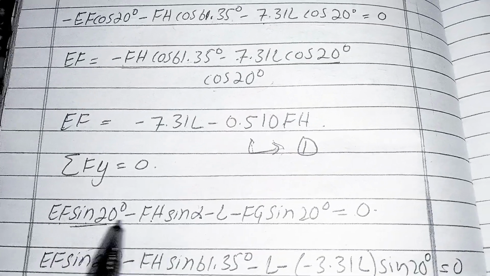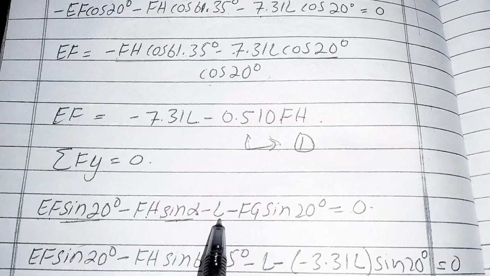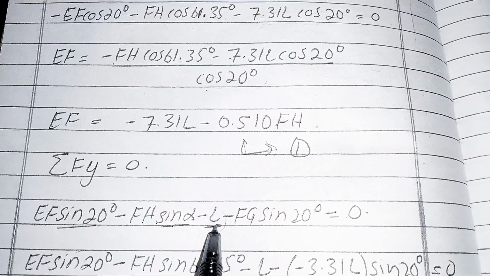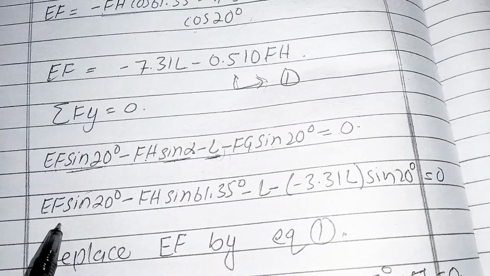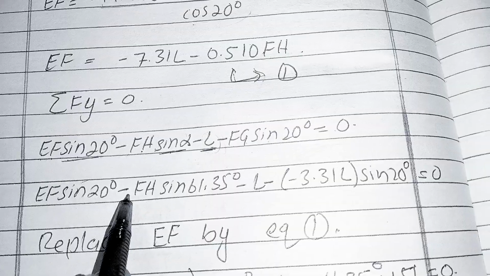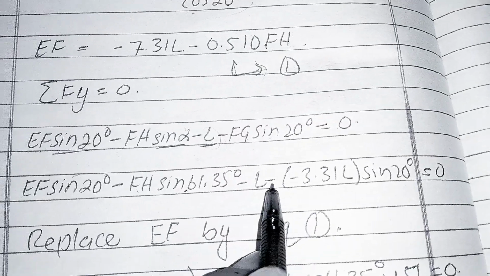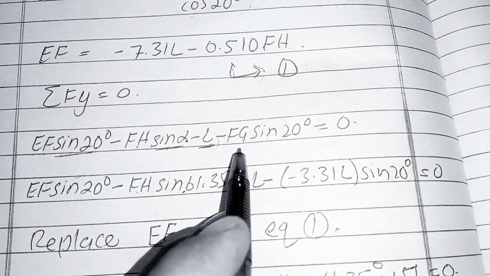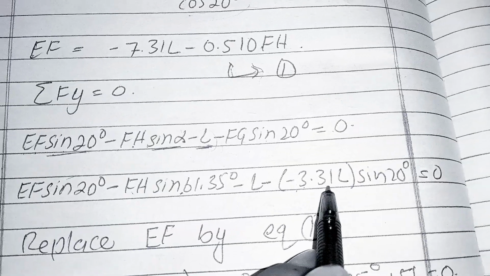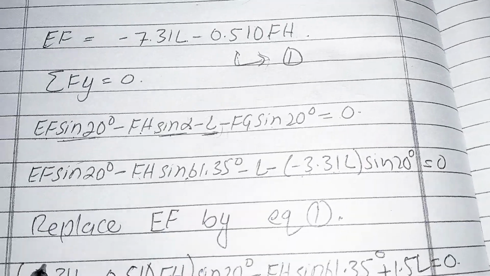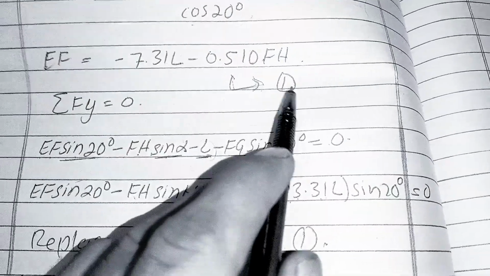Vertical component of EF is EF sine 20, negative FH sine alpha, and the vertical component of FG is FG sine 20 degree, equal to 0. So EF sine 20 degree, negative FH sine 61.35, negative L, plus, in place of FG, I will put its value, which is 3.31 L sine 20 degree, equal to 0. So we replace EF by equation 1.